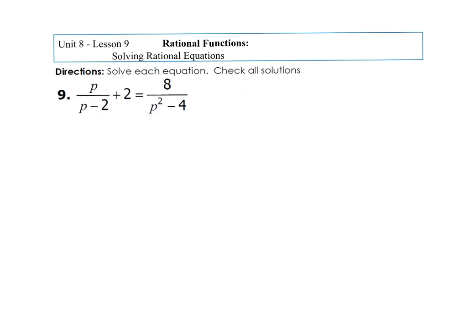Okay, on number 9, we're leveling up a little bit. Our denominators are no longer monomials, but we still need to find an LCD between them. I've got a denominator p minus 2. If you have a whole number, its denominator is 1. And then we've got p squared minus 4.